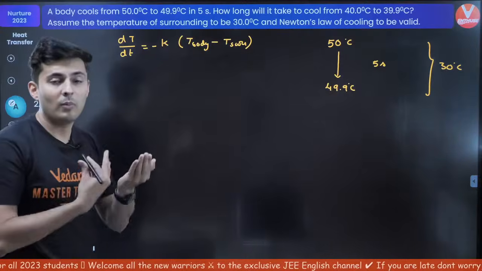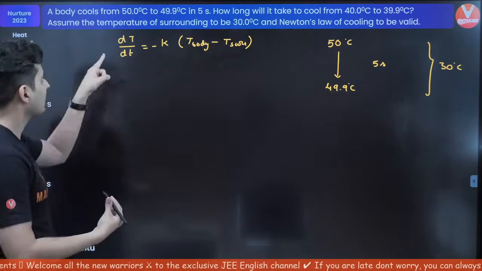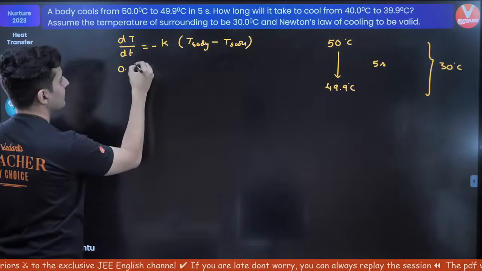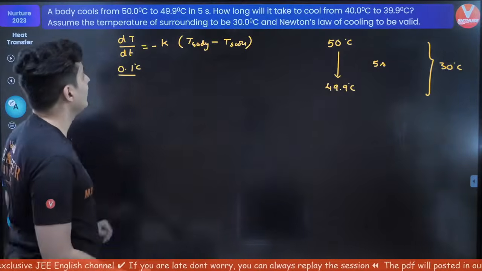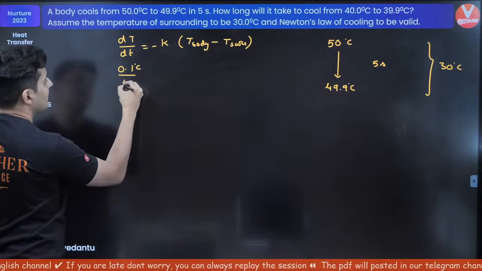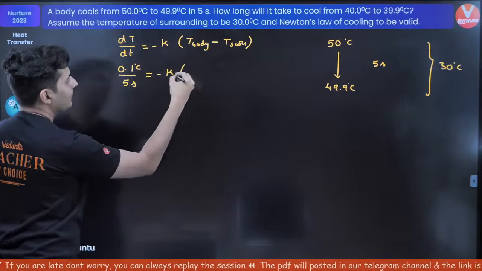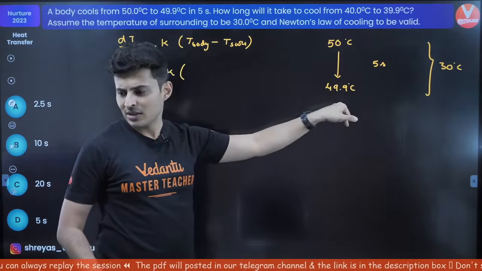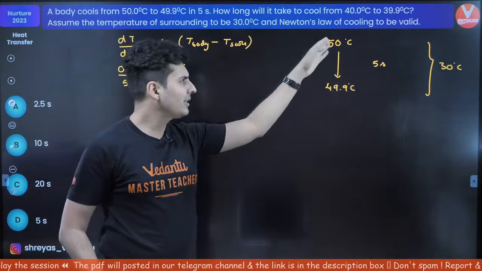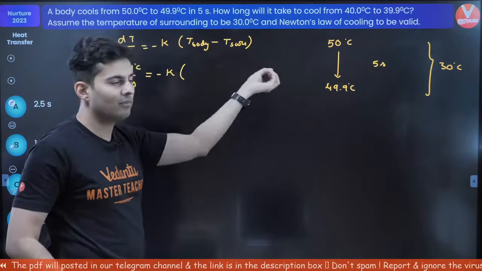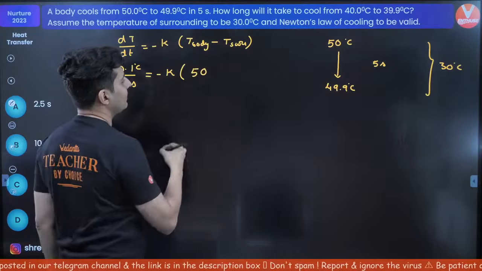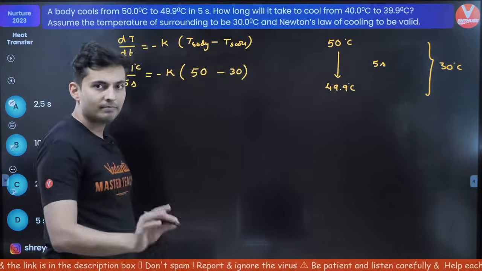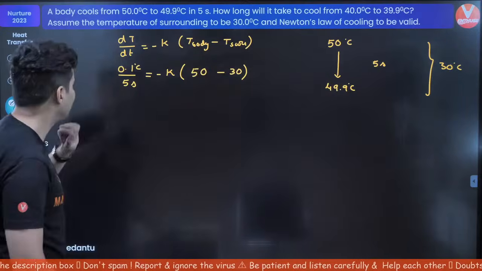dT by dt is the change in temperature per unit time. The change in temperature was 0.1 degree Celsius, upon time taken was 5 seconds, is equal to minus k into body's temperature. Should I take it as 50 or should I take it as 49.9? They are very close to each other. So just write it as 50 for simplicity, for calculation's sake. Minus surrounding temperature. What was the surrounding temperature? It was 30. This is the first case.